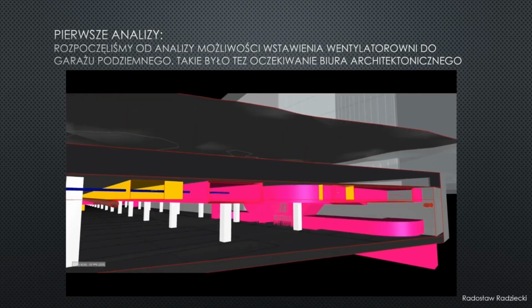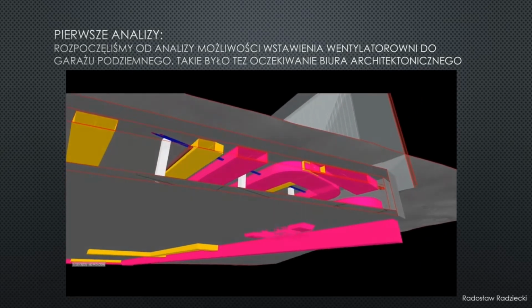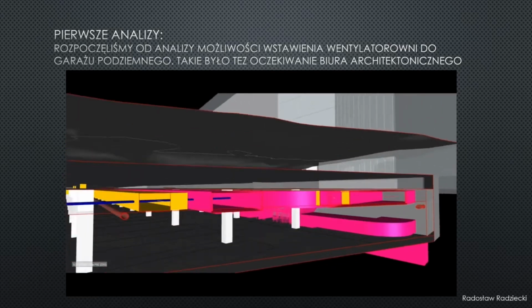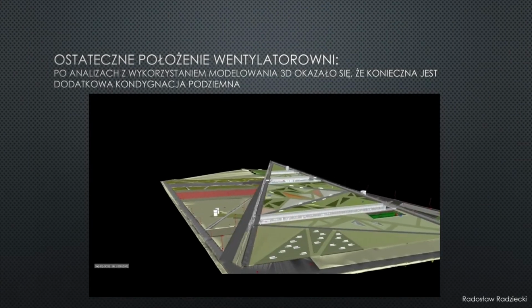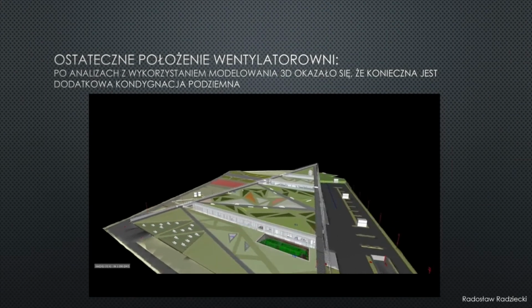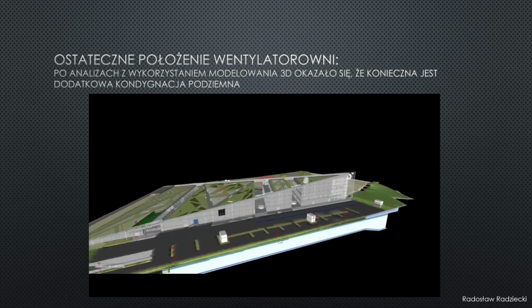We also realized that we would have to deepen the garages, and the ceilings would need to be much higher, and for this reason deepening of the garage would be required. So with the analysis using 3D modeling, it turned out that another underground story is necessary.